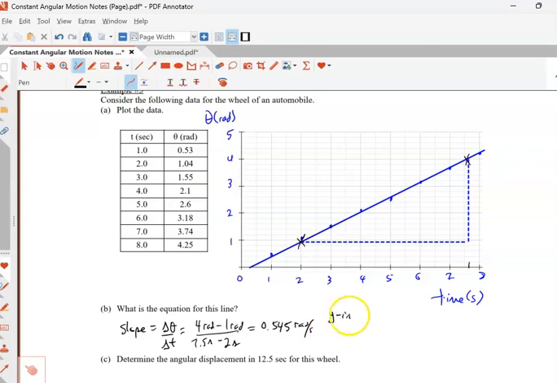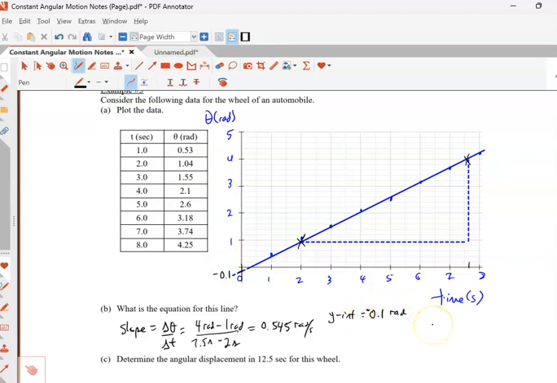The next thing is the y-intercept. I'm just going to eyeball that and assume that it goes down here. And it's close enough to almost 0, but it's not quite. So I'm not going to lie, I'm just going to say it's, I don't know, negative 0.1, let's say. So my y-intercept is negative 0.1 rads.